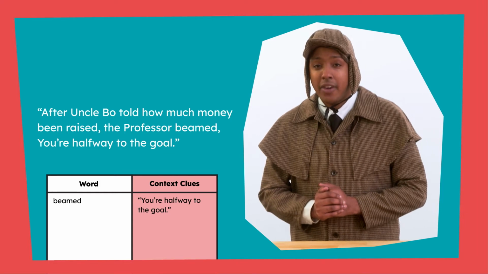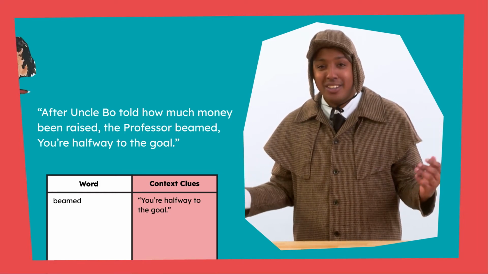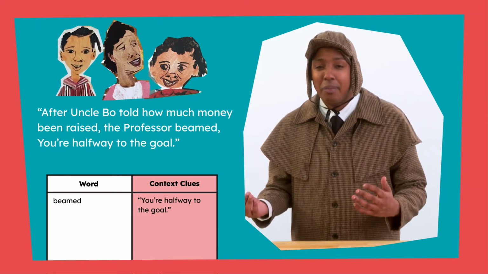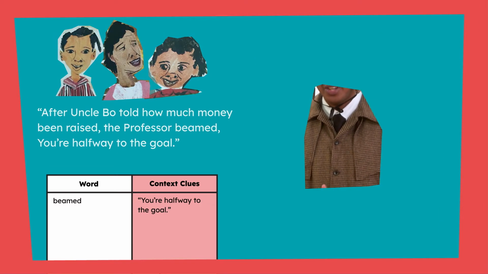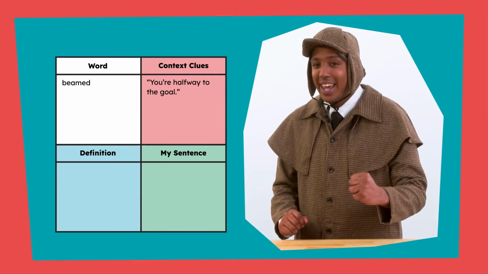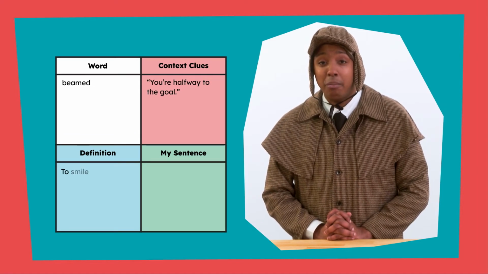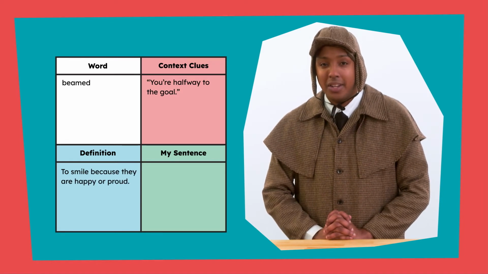What happens to our face when we beam? Right, we smile, because in this case, we are happy about being halfway to the goal. So, after rereading the sentence and using context around the word, can we define the word beam? We sure can. In the third box, we are going to place to smile because they are happy or proud.